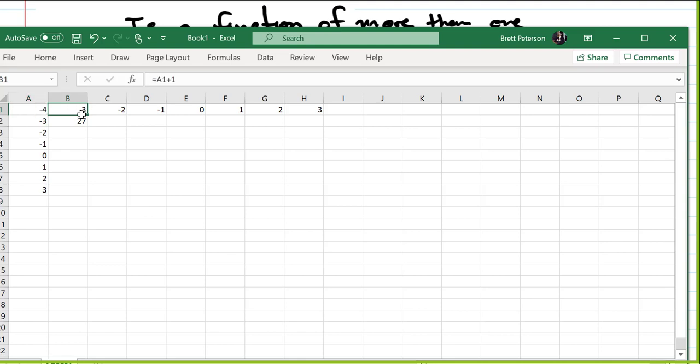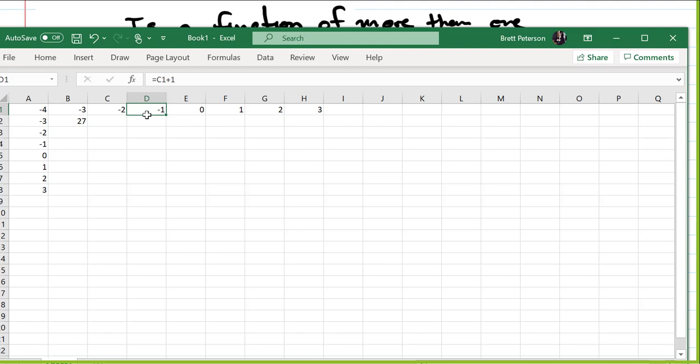When I look at B1, I see it says A1 plus 1. So it's saying look at this cell and add 1 to it, and it reports negative 3. When I look at the next one over, it says B1 plus 1. It says look left 1 and add 1 and get here. I copy and pasted that whole line over. When I did that every time, notice what happened to the first letter.